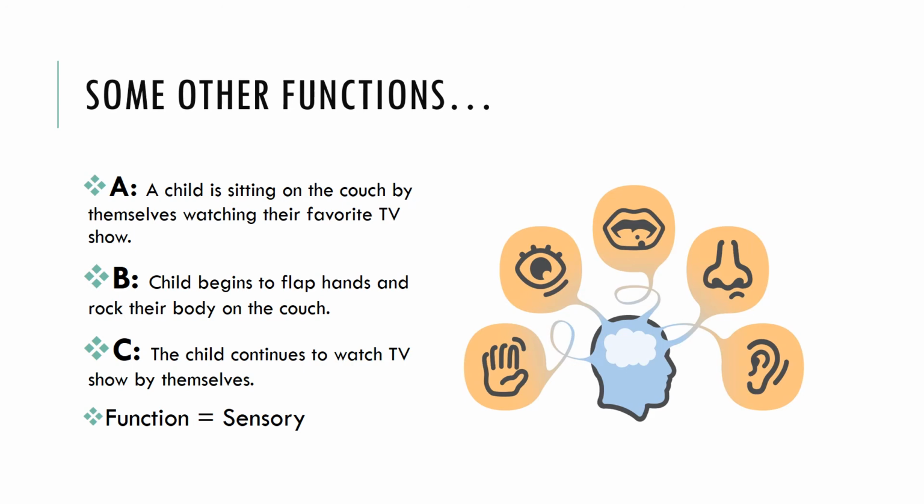The last function I want us to look at is sensory. This means the behavior is occurring because it feels good to the individual. So in this example, the antecedent or first thing that occurs is a child is sitting on the couch by themselves watching their favorite TV show. The behavior is the child begins to flap their hands and rock the body on the couch.